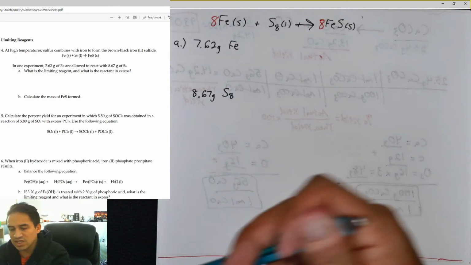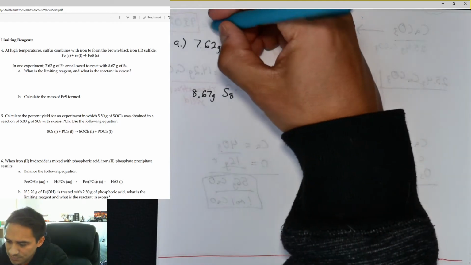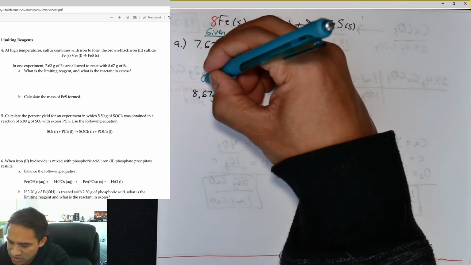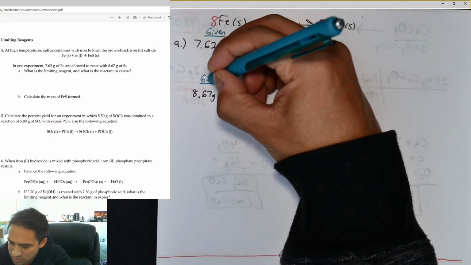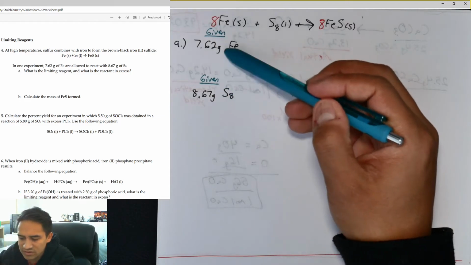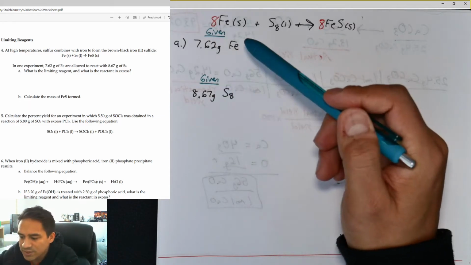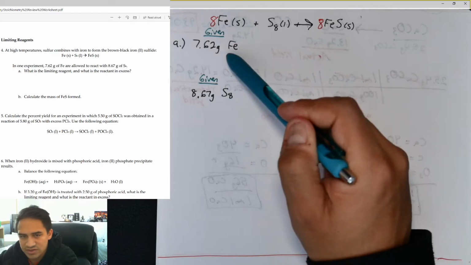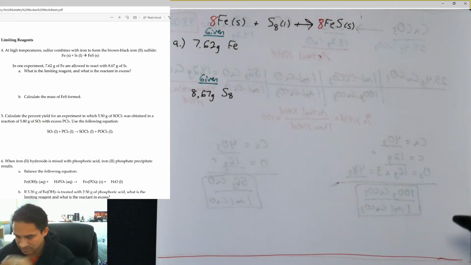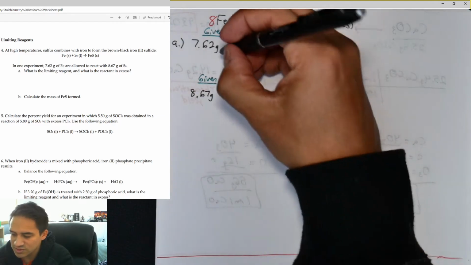All right, so if we're doing a limiting reactant problem, the first thing is to know that this is the material that we are being given. Okay, so what we're going to do is, this is what we're being given. We need to figure out how much we need to react with this. Okay, so the first part, as always, is going to be to get into moles. So let's convert both of these into moles.